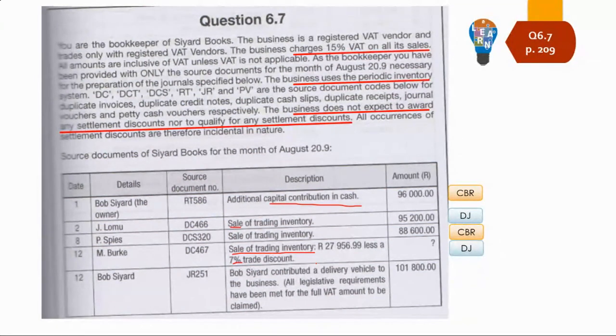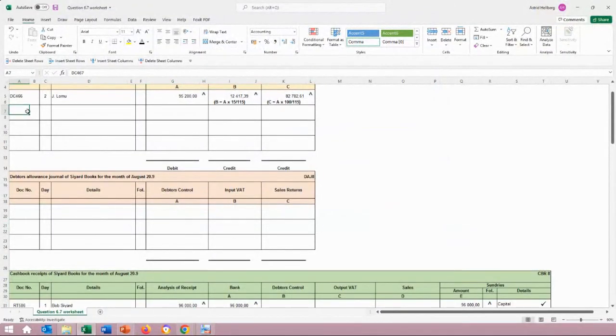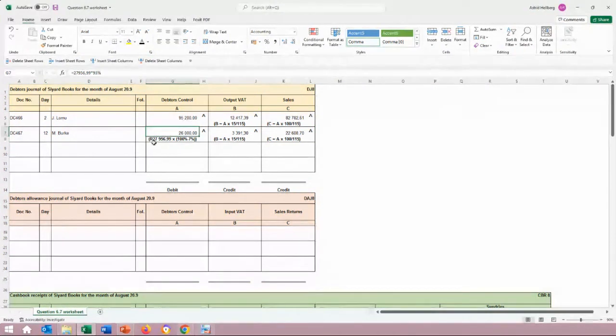Okay, so it says 26,000, Tatu says 26,000. Let's go have a look. When we complete the debtors journal, we say M Berg. So yes, the two of you are correct. It's 26,000. So you take the 27,956.99 and multiply it by 93%, which is the 100% less 7%. And then you multiply that by 15 over 115.